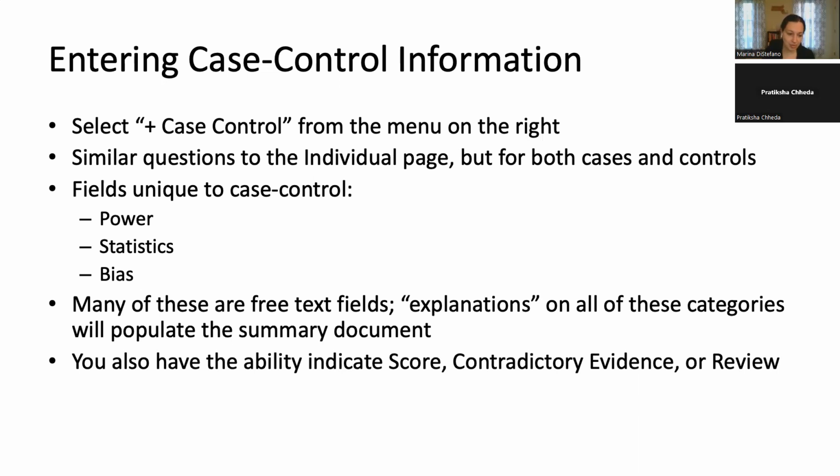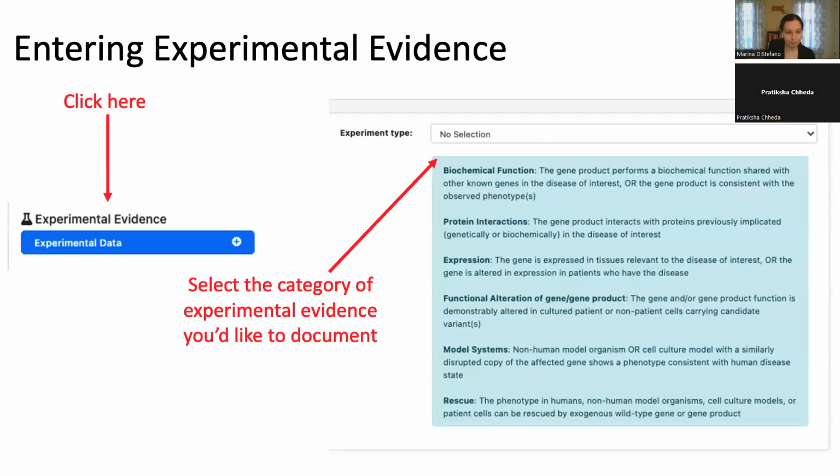And see the SOP for this information. But you'll also have the ability to indicate score, contradictory evidence, or review for a case control. But much of that really is free text.